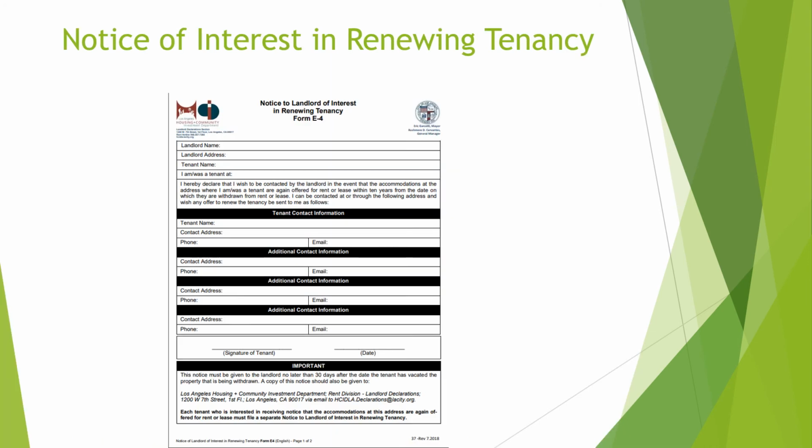This form declares that I, as a tenant, wish to be contacted by the landlord in the event that the accommodations at the address where I am/was a tenant are again offered for rent or lease within 10 years from the date on which they are withdrawn from rent or lease. I can be contacted at or through the following addresses and wish any offer to renew the tenancy be sent to me as follows. It's important to note that the notice must be given to the landlord no later than 30 days after the date the tenant has vacated the property that is being withdrawn.